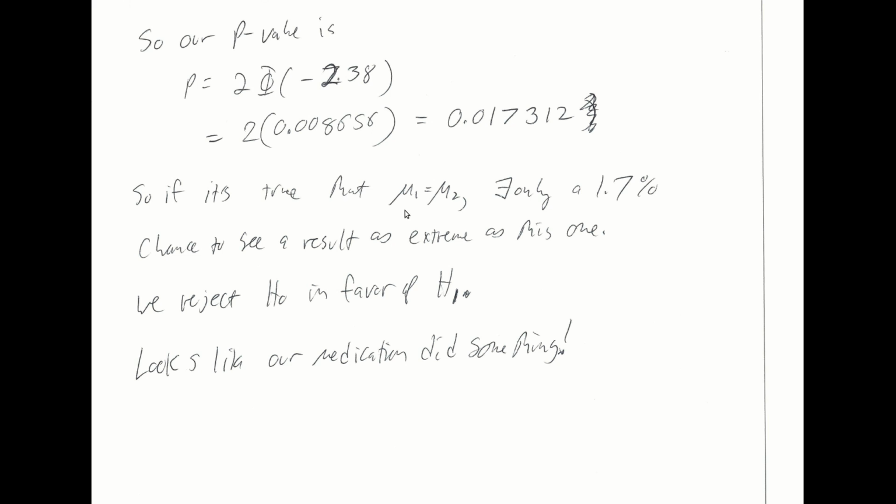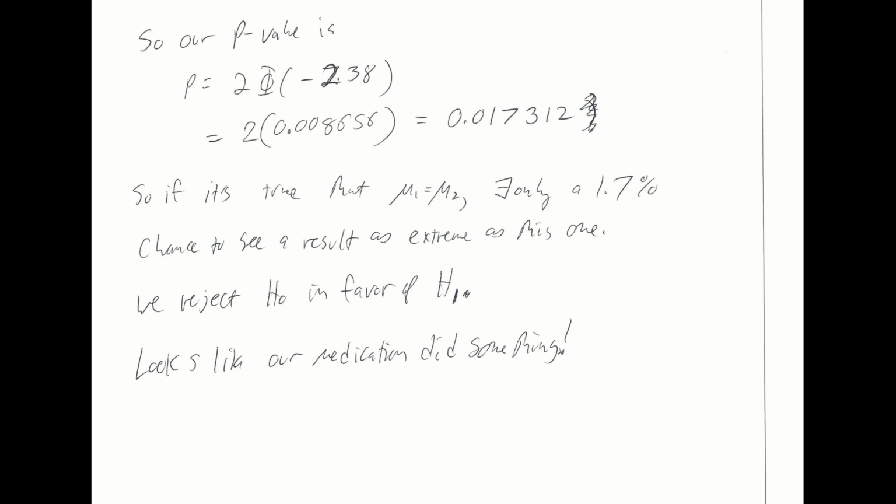So if it is true that they actually have the same mean, these two populations, those who did receive no medication and those who received medication, if the mean recovery time for those two populations is the same, there would only be a 1.7% chance to see a result as extreme as the one just observed. That is a low p-value, and this causes us to reject the null hypothesis in favor of the alternative hypothesis. So it's looking like our medication is actually doing something.